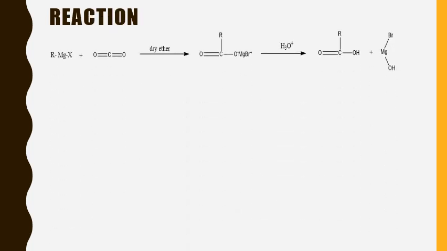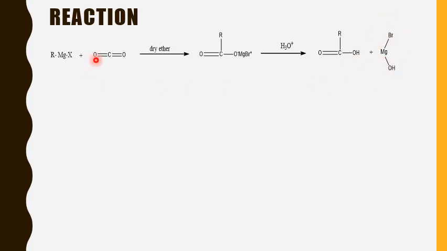If you look at the reaction, the Grignard reagent adds to carbon dioxide in the presence of dry ether and forms a salt, which upon hydrolysis in the presence of acid gives the required carboxylic acid, along with a side product.